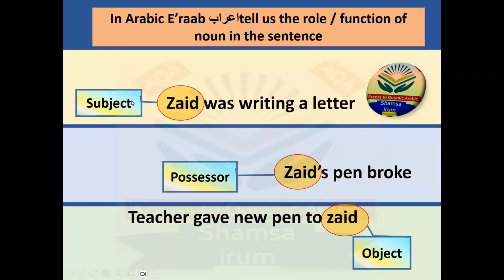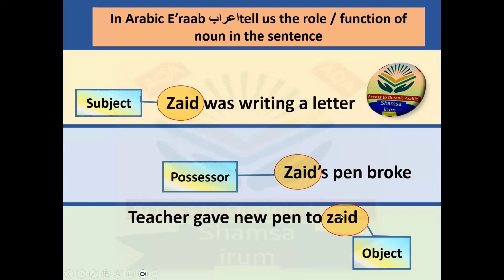Okay. In English, look, Zaid, Zaid, Zaid, same name, same noun. But in the first sentence it acts as a subject. And how do we know that it acts as a subject? Because it comes at the beginning of the sentence. And how do we know that here Zaid acts as a possessor? Because something belongs to Zaid. And in this sentence, Zaid acts as an object, because we know that the subject here is the teacher and something is done on the object, which is Zaid.